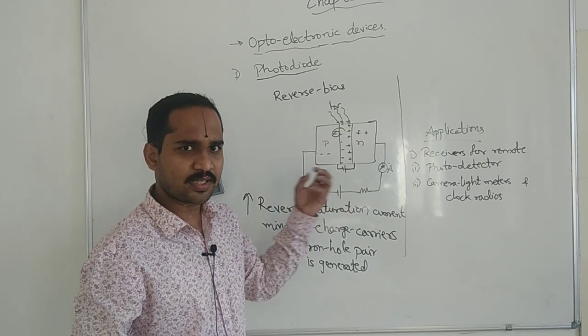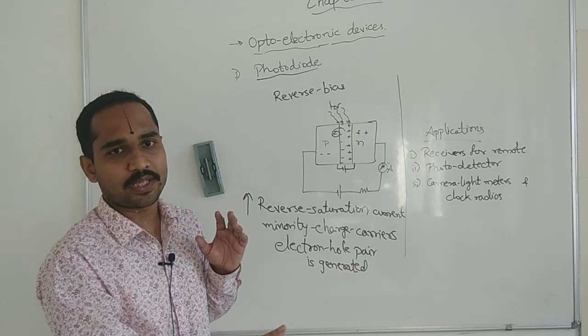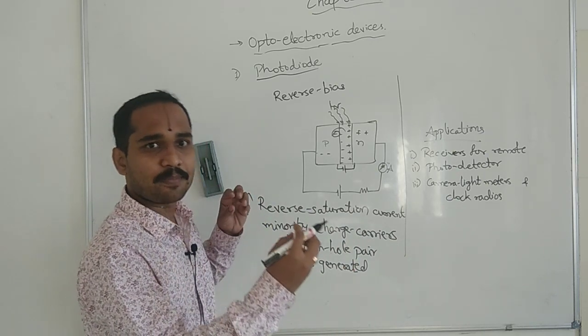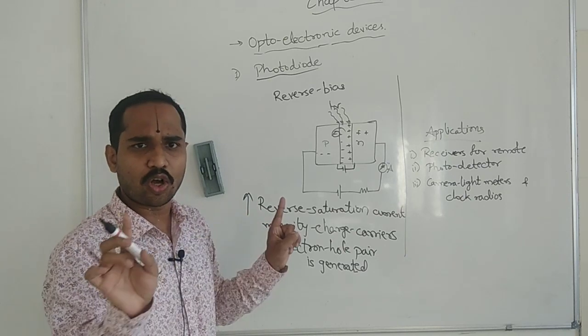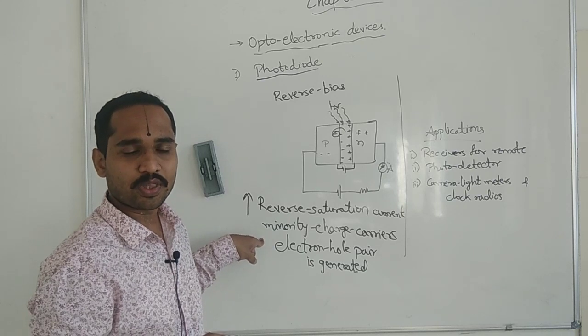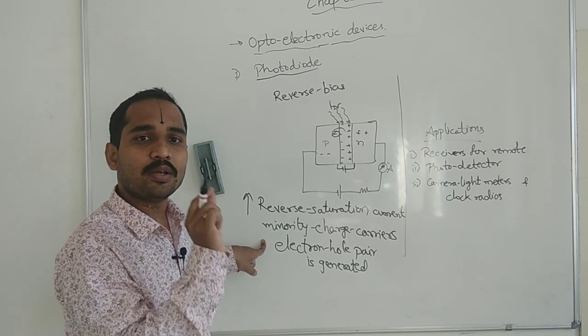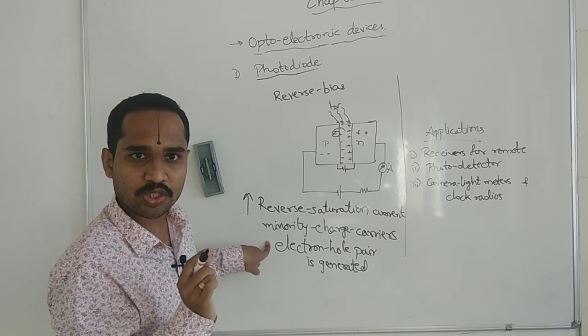There will be an electric field set up in the negative direction, which will try to separate the electron hole pairs. And when they are getting separated, they constitute a current, because there is a flow of charge carriers. Which charge carrier? Minority charge carrier.